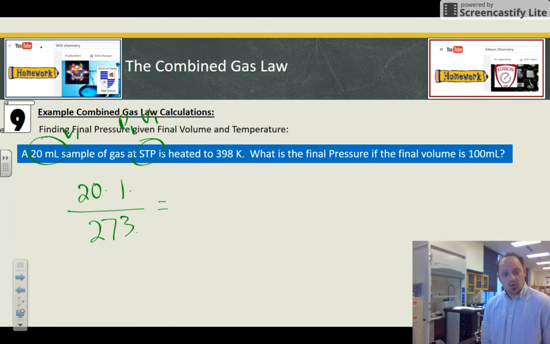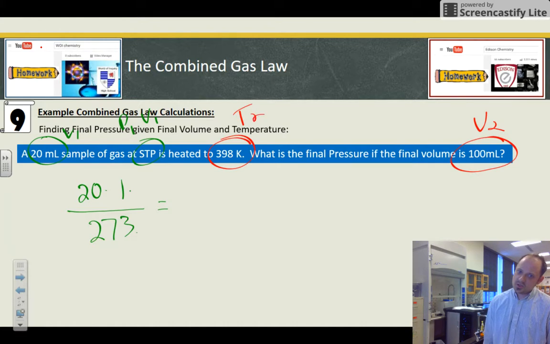Equals, well, what's the final pressure if the volume is heated to 100 milliliters? So here's my V2, and this is going to be my T2. So we're going to do a little bit of reading comprehension. I got 100 milliliters times P2, all over 398. And so this time I will go ahead and cross multiply.